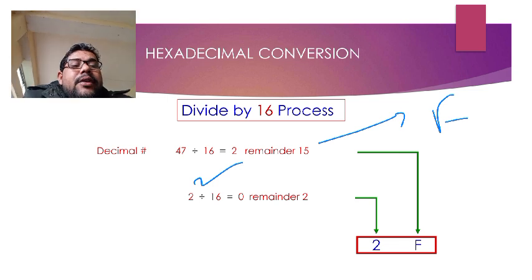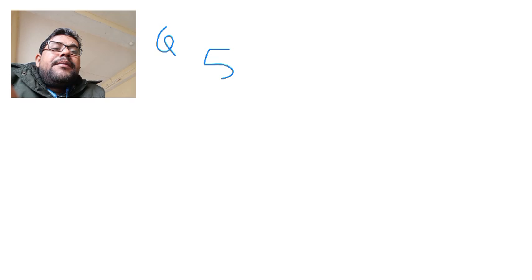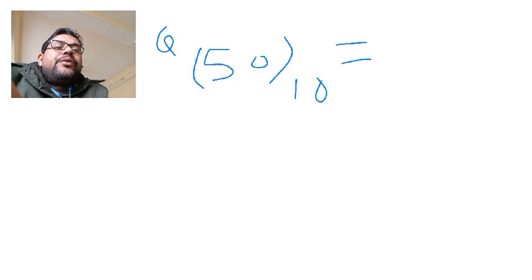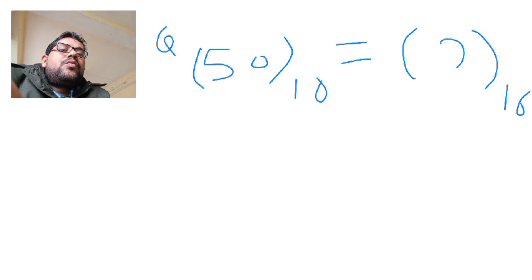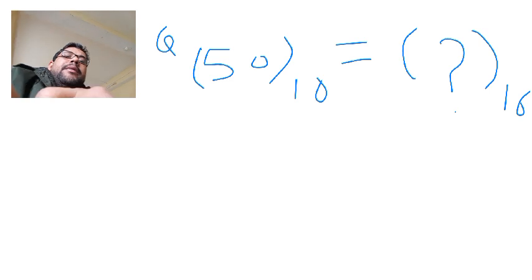Next we will do another example. Suppose I want to convert the decimal number 50 to hexadecimal. How will we do it? This is the number 50, a decimal number, and we want to convert it into a hexadecimal number.